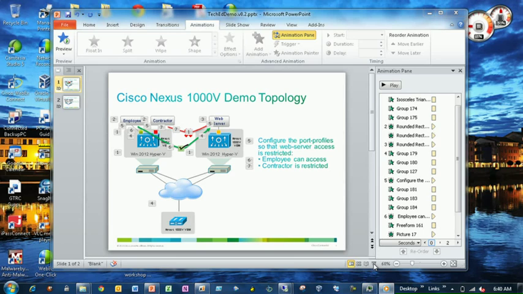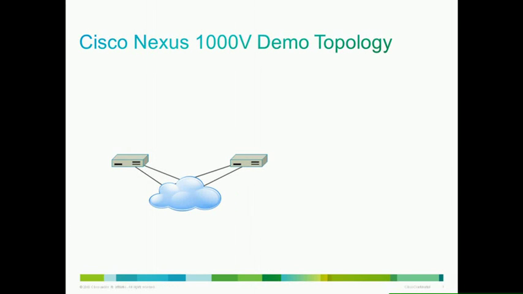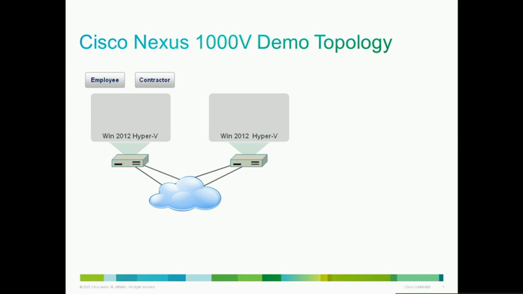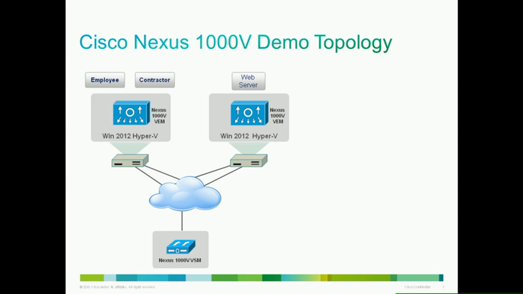So while Nexus 1000V brings a lot of additional functionality, we want to showcase a very simple demo here. We have 2 servers, both connected to the physical network, each running Windows Server 2012. One server has 2 VMs, an employee VM and a contractor VM, and the other host has a web server running on it. All of them are connected using Nexus 1000V.